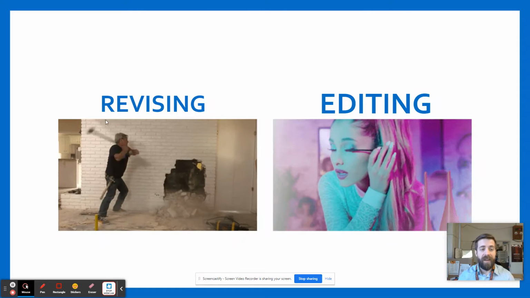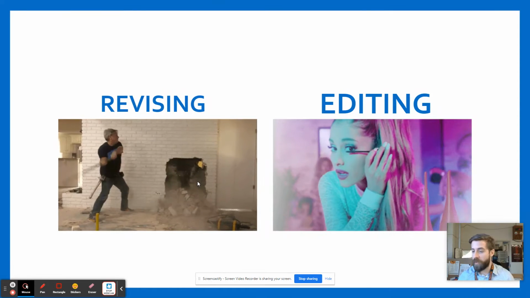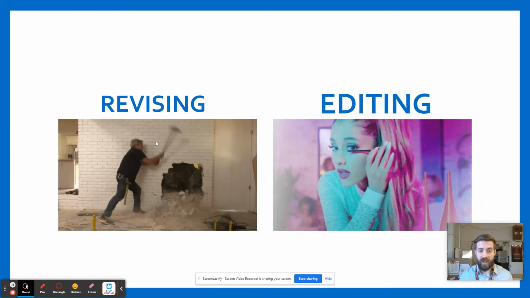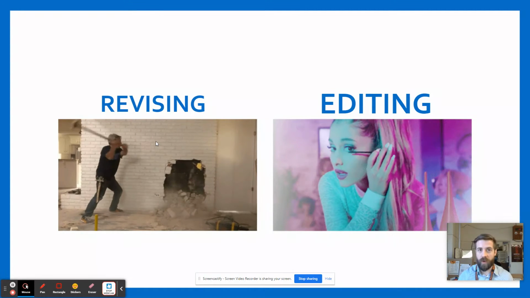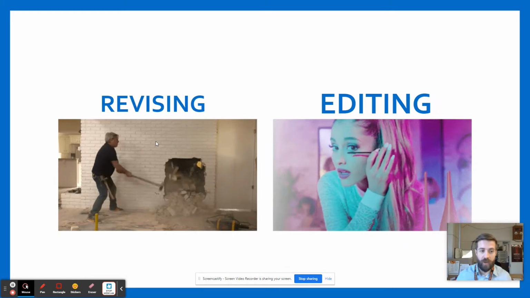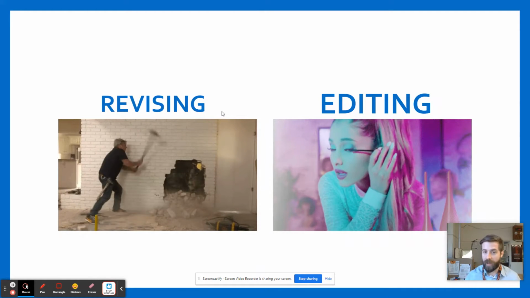Revising is those big structural changes. That's where if you're renovating a house, you're going to destroy this wall and build a new wall. That's revision. So the paper equivalent would be, I need to rewrite this entire paragraph, or I need to change the structure of my essay because it's not working.